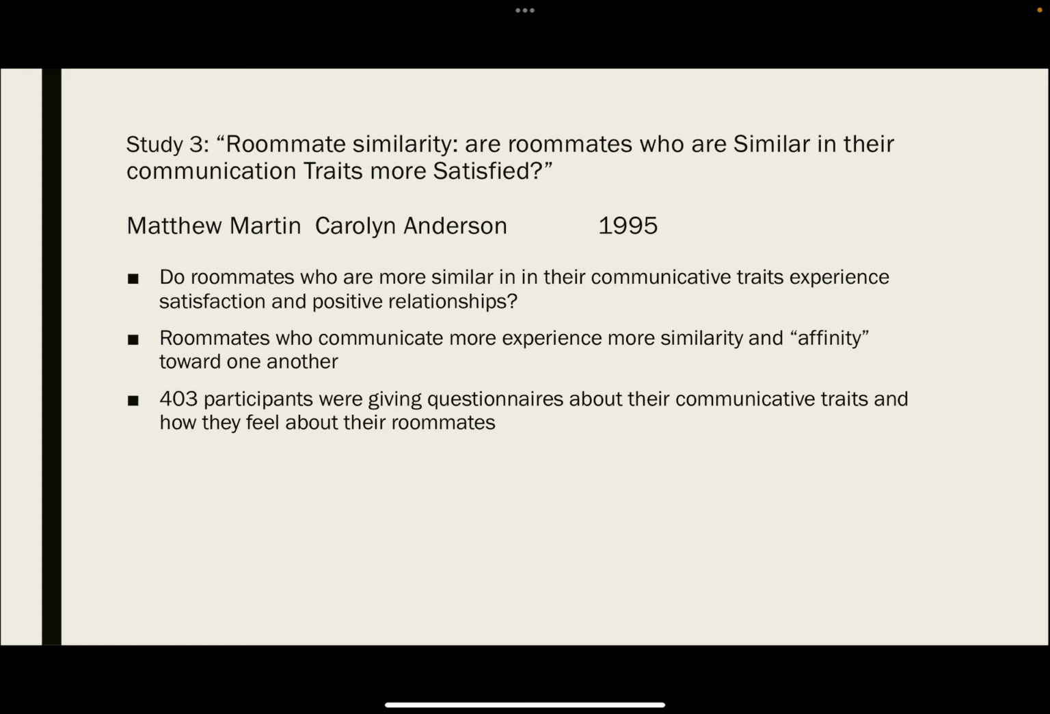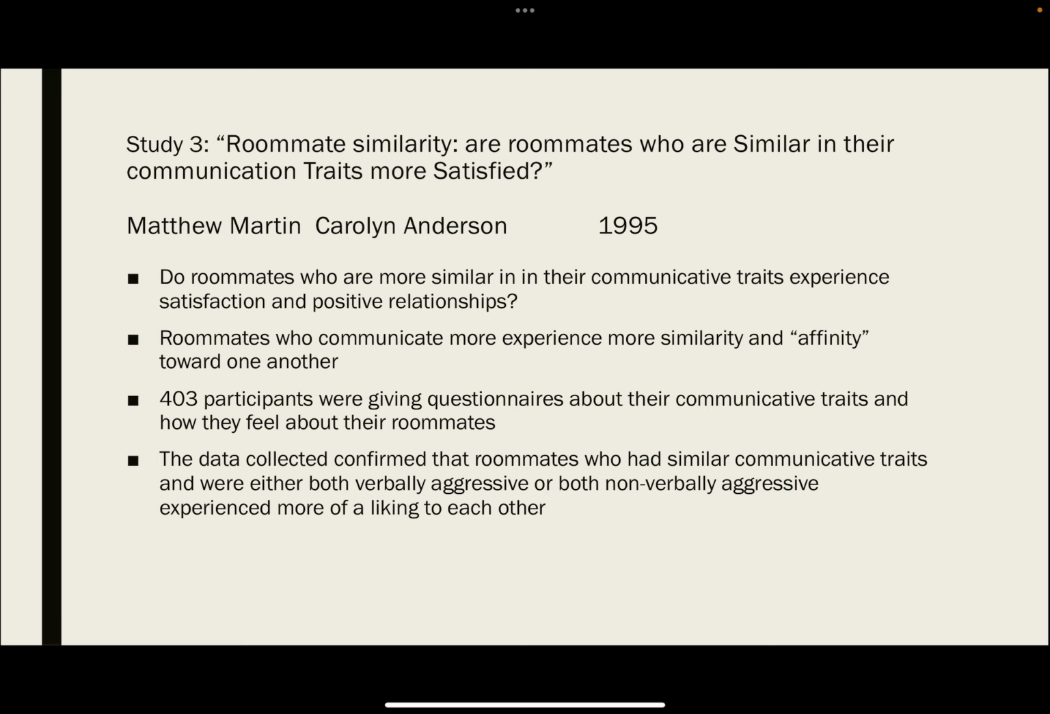403 participants were given questionnaires about their communicative traits and how they feel about their roommates. The data collected confirmed that roommates who had similar communicative traits and were either both verbally aggressive or both non-verbally aggressive experienced more of a liking to each other. Even the roommates who experienced both verbal aggression did, because they had similar communicative traits. That is why they had better experiences with one another.